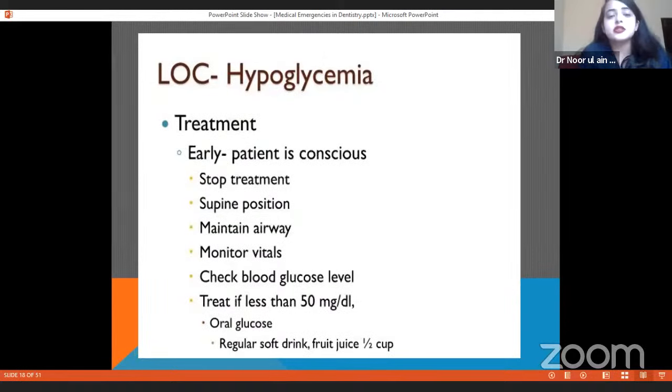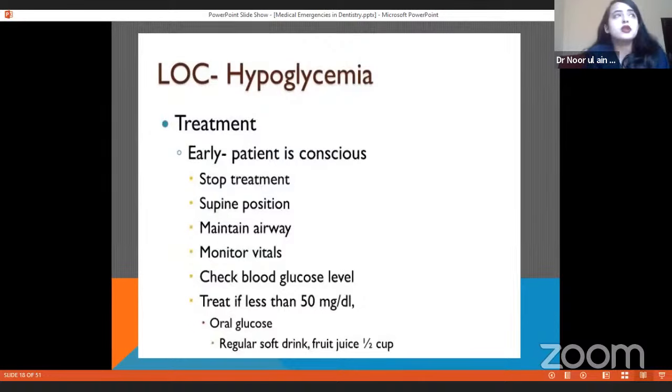In the early treatment of loss of consciousness due to hypoglycemia, the patient is conscious. If the patient is conscious, we'll stop the treatment. That is the first requirement of every medical emergency: stop the treatment then and there. Give the supine position, maintain the airway, monitor all the vitals, check blood glucose level, and treat if less than 50 milligram per deciliter. So you'll give oral glucose.